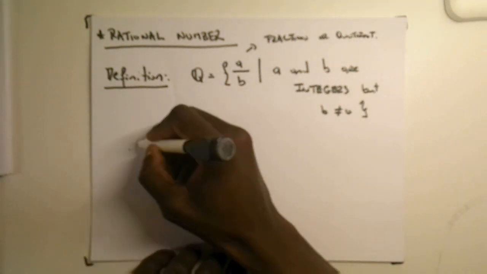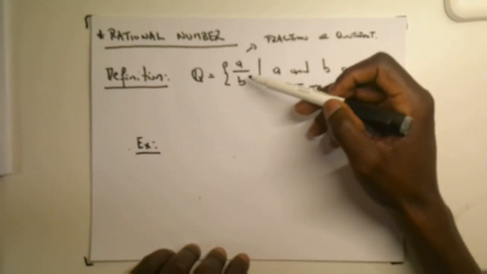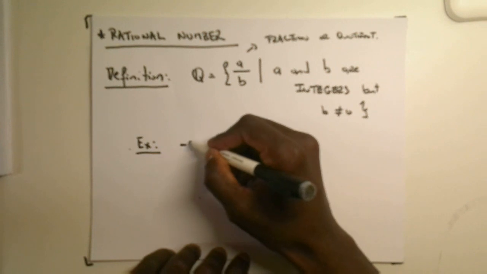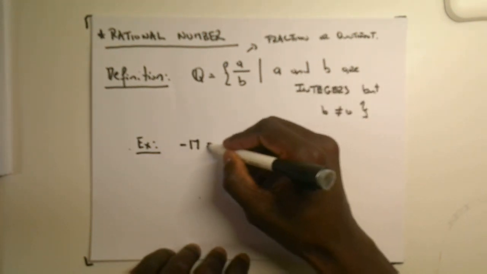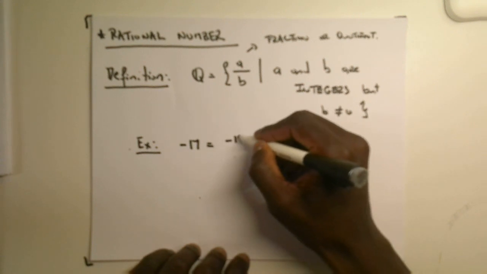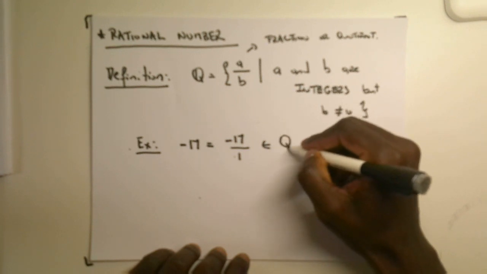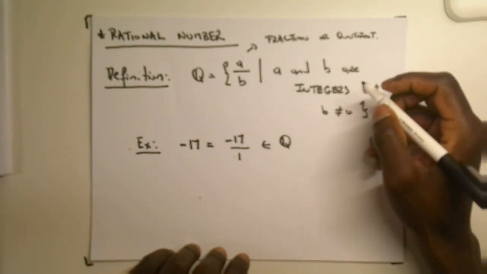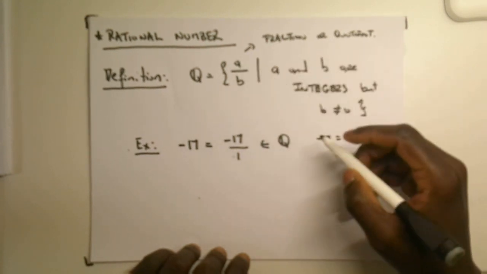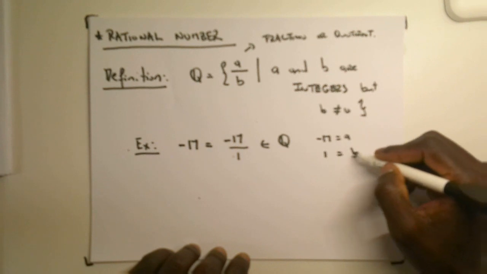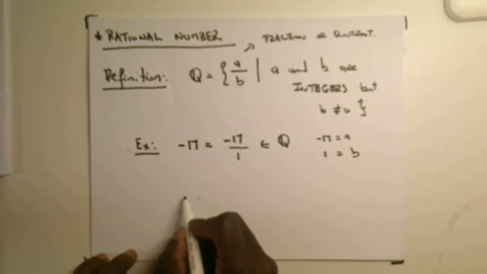Okay, so what are some examples that we can look at in terms of describing this term? So if I take the integer negative 17, well, I can rewrite this as negative 17 over 1, and now this will form my set Q. Why does that work? Well, negative 17 is equal to A in terms of this form, and 1 equals B also in terms of this form.